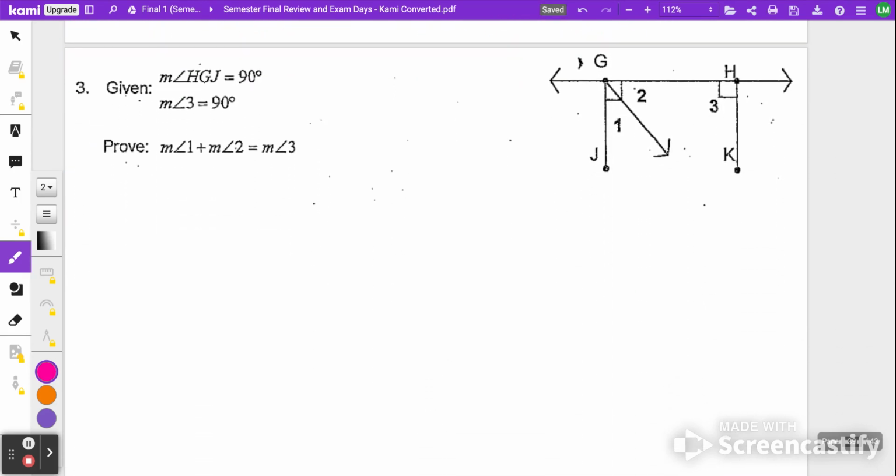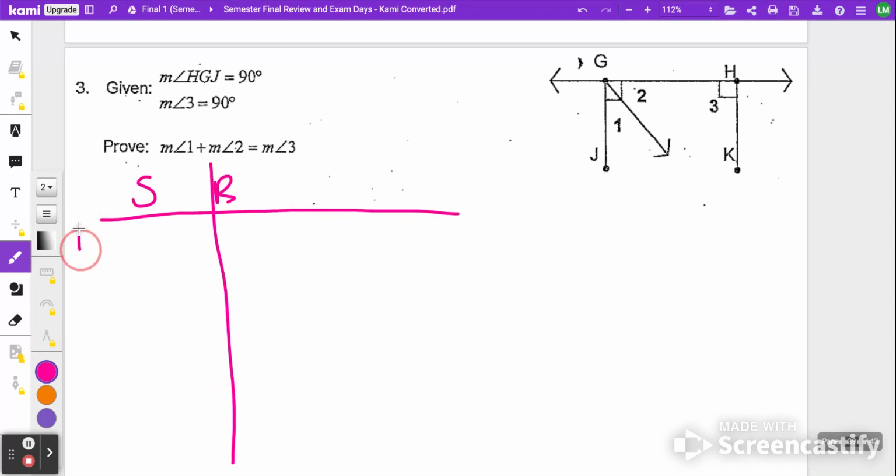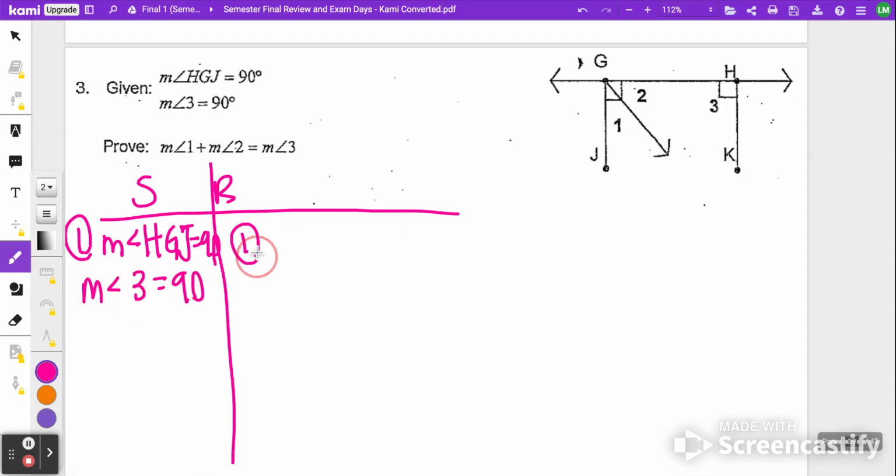And then our final proof of our review, we know that the measure of angle HGJ is equal to 90 and the measure of angle 3 is equal to 90. So how can we prove angle 1 and 2 are also equal to the measure of angle 3? So let's start with our statements and reasonings with our givens first. The measure of angle HGJ equals 90 and the measure of angle 3 also equals 90. Okay. What I would start looking at is, these are obviously on a straight line.